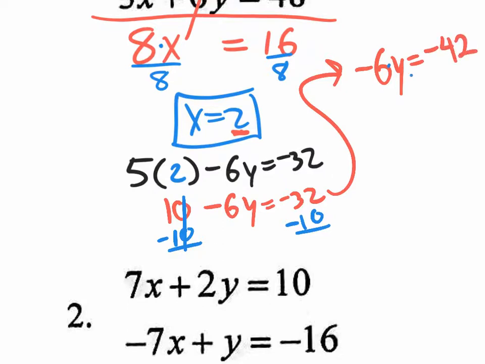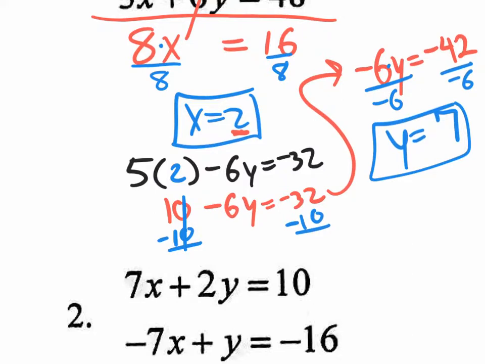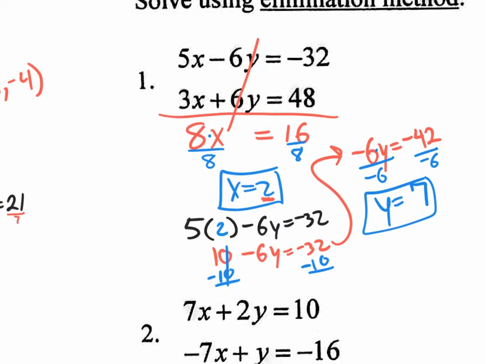So my final step would be to divide by negative 6. A negative divided by a negative is a positive, and yes, positive 7. So your two answers for this top equation are x equals 2, y equals 7. You're going to write it as a coordinate, 2 comma 7. Now, that really is way easier.